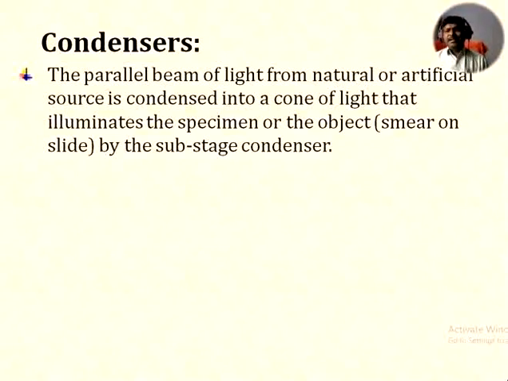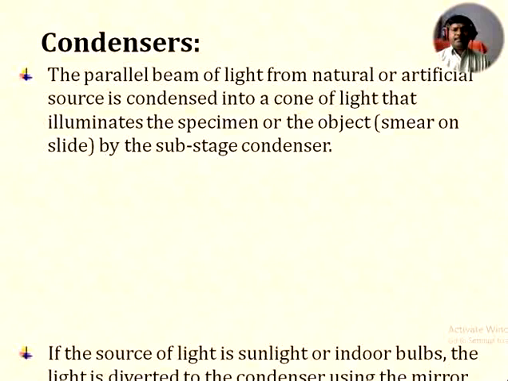That means there is an object on the slide in the form of a smear. Okay, and when we focus the light cone from the condenser, then what happens? Whatever object or specimen is present on the slide gets illuminated. That means some light is transmitted and some light is reflected, and due to which an image is formed.